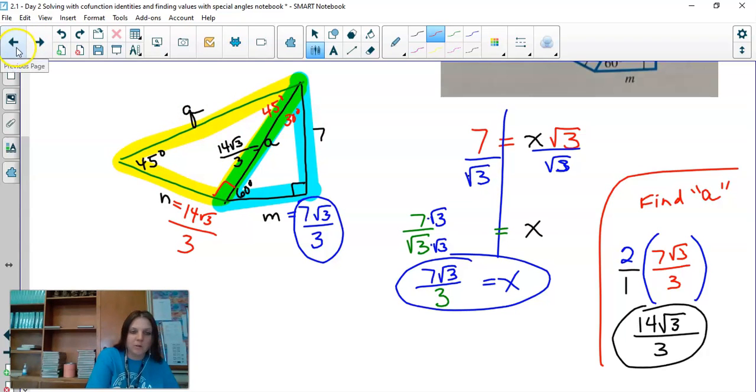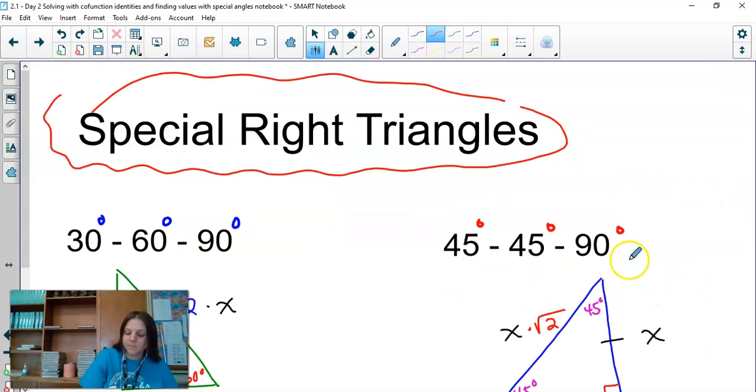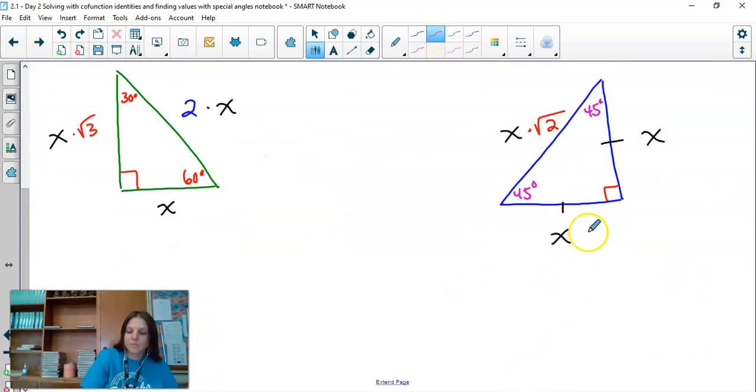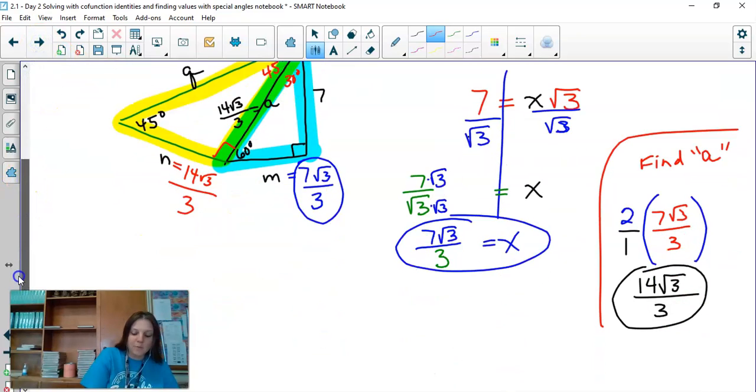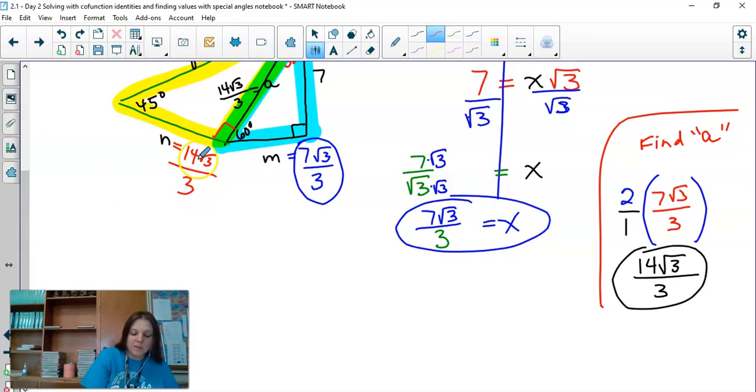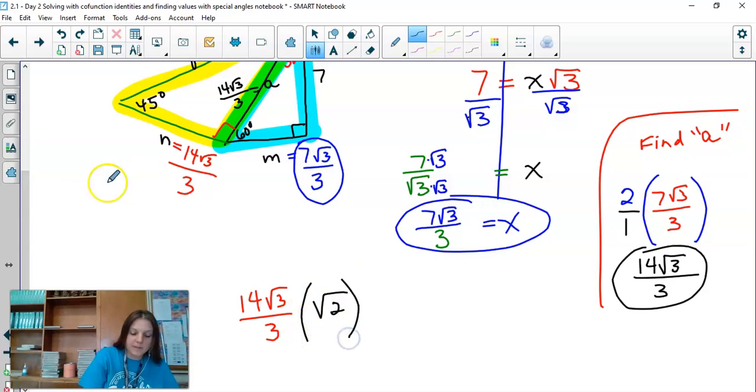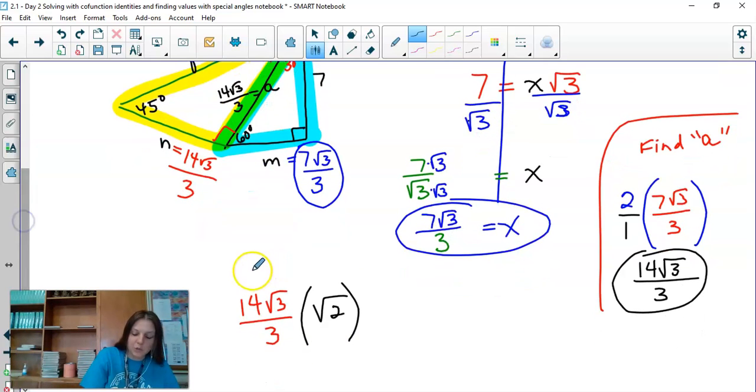So let's go back to our little relationship here. We've got those two. This one is going to be whatever x was times the square root of 2. So whatever x is, that would be this 14 root 3 over 3 times the square root of 2. And that's going to be our side Q.